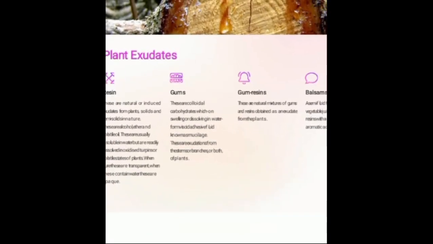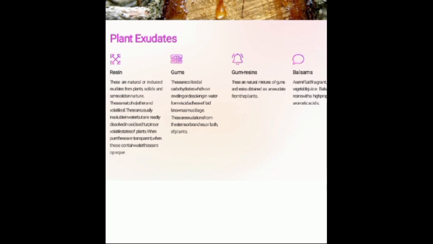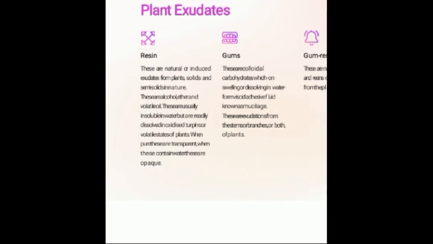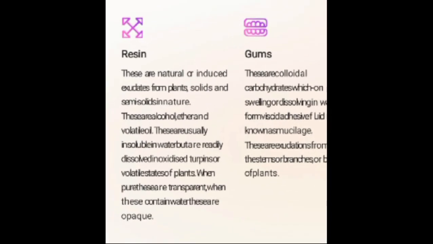Next we have the plant exudates: resins, gums and gum resins. What are resins? Resins are natural or induced exudates from the plant. They are solid or semi-solid in nature. They are soluble in alcohol and ether. They are insoluble in water but readily dissolved in oxidized form.